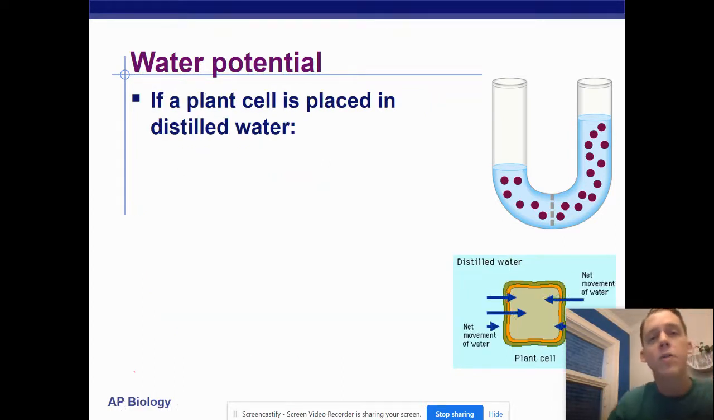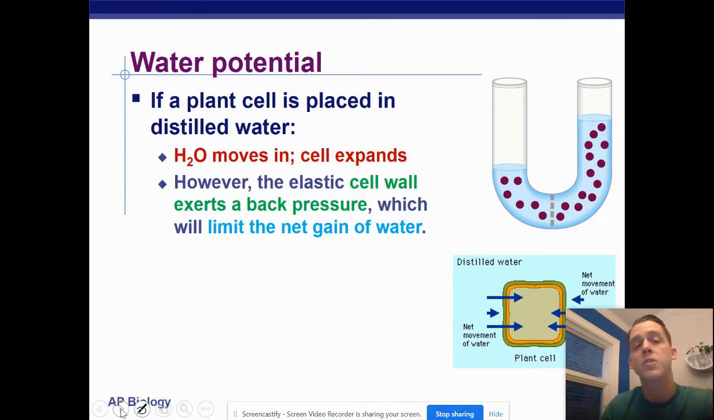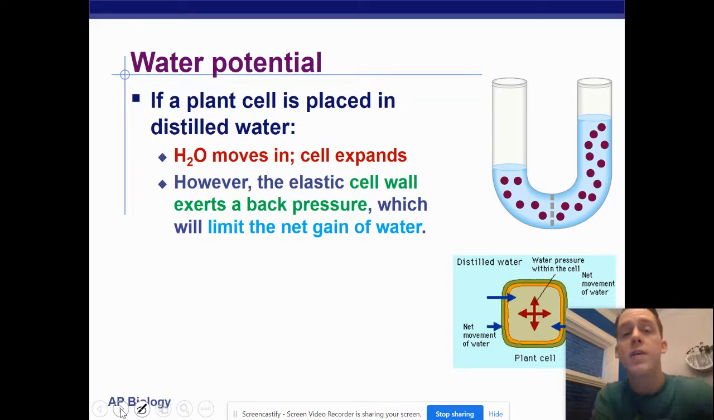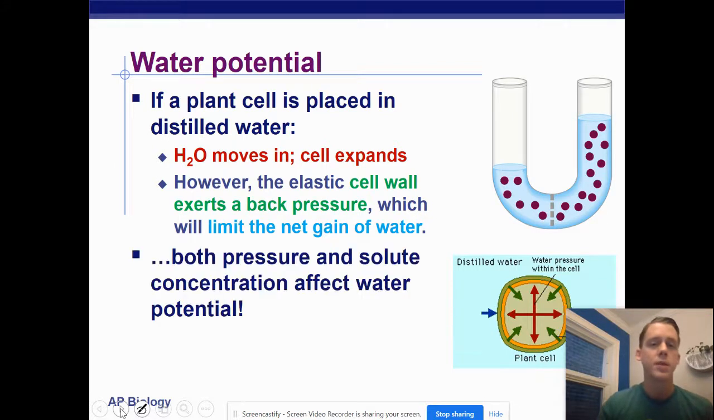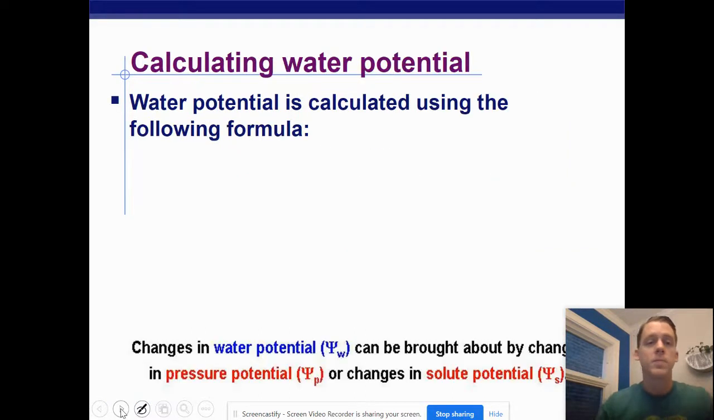If a plant cell, though, is placed in distilled water, what's going to happen? Well, water is going to move in, the cell is going to expand. However, we've got a cell wall, which is rigid but somewhat elastic, and that is going to exert a pressure back on the water. And that's going to limit the net gain of water. So both the solute concentration but also the pressure are going to affect water potential here. So think about it. You already know these things. We're just now overlaying it with water potential.